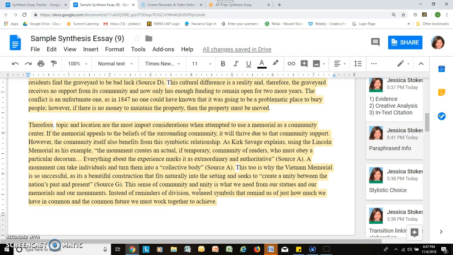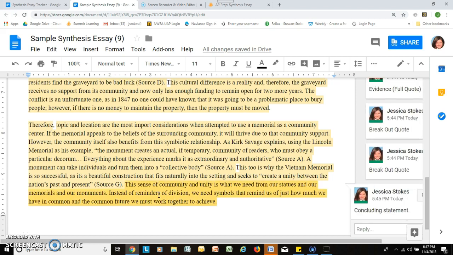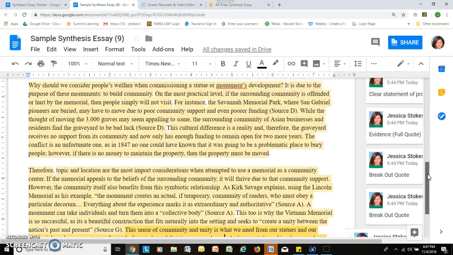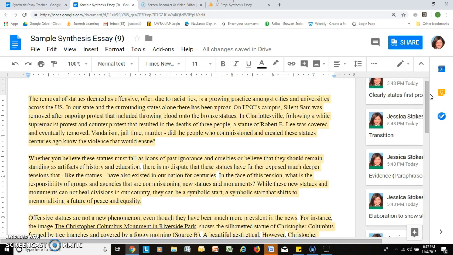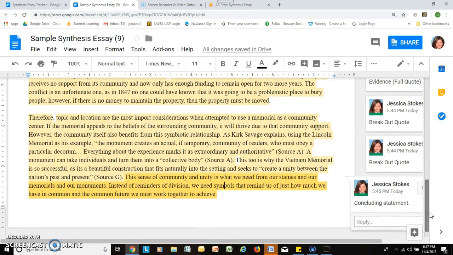It is their responsibility to, instead of reminding us of our divisions, provide symbols of what we have in common and what we can work together to achieve. So, again, such great cohesive writing in this paragraph. It's very complete for a first draft that they wrote in 50 minutes probably. And so, again, in the intro, it says, while these statues and monuments cannot heal divisions in our country, they can be a symbolic start. We see that phrasing return here, where they say, instead of reminders of divisions, we need symbols.